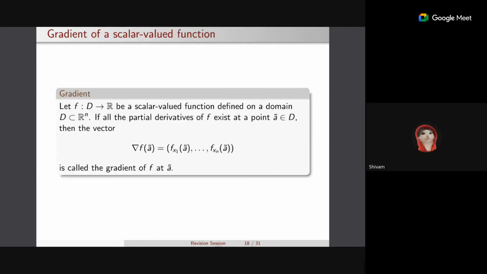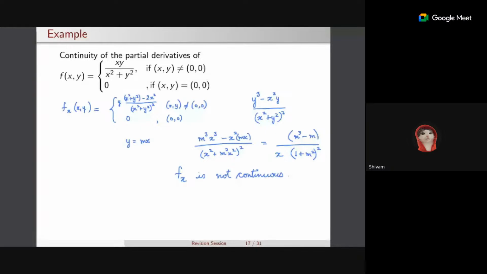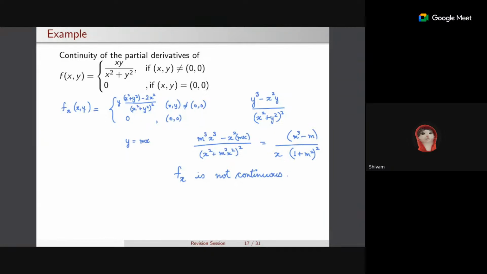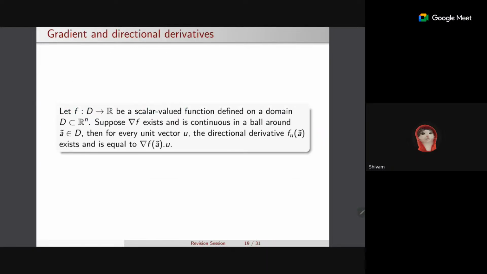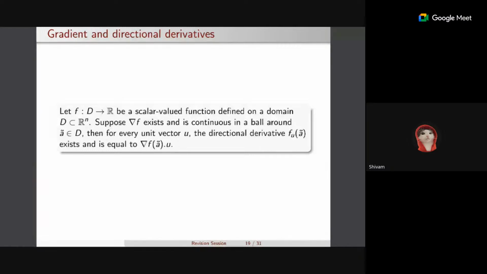Now, if you take a look at this function, xy divided by x squared plus y squared, does the gradient exist for this? We saw that fx, fy exist, but none of the other directional derivatives exist. And also we saw that the partial derivatives are not continuous, which means the gradient is not continuous. The gradient just has the partial derivatives as its component functions, which are not continuous. So the gradient is not continuous in the neighborhood of 0 in that case.